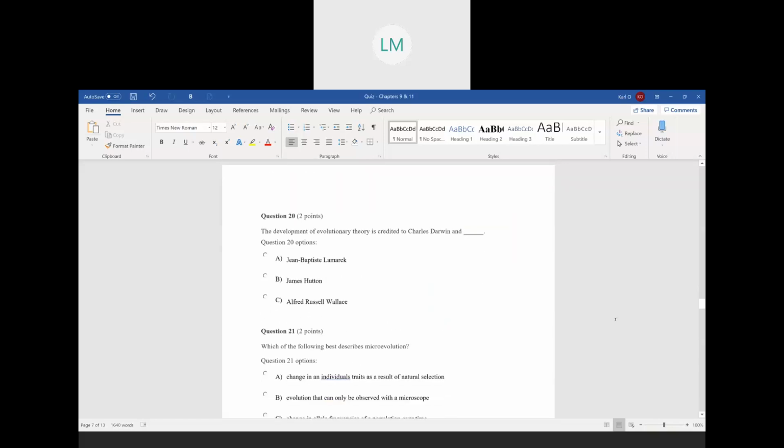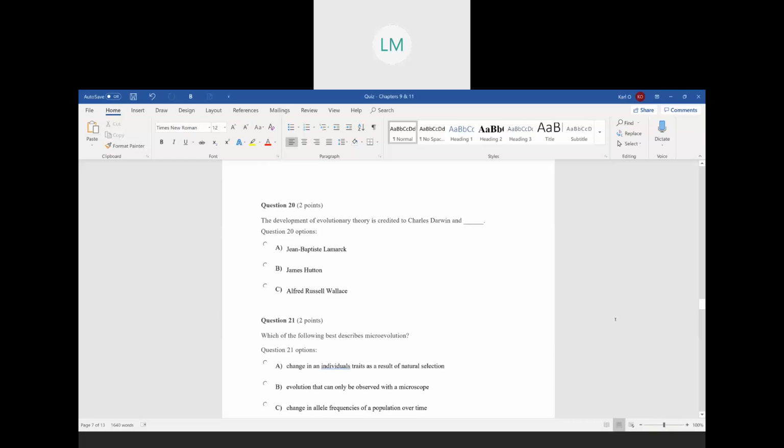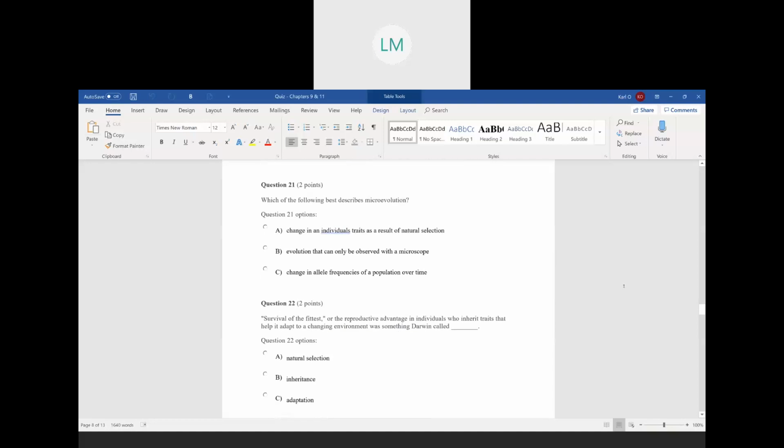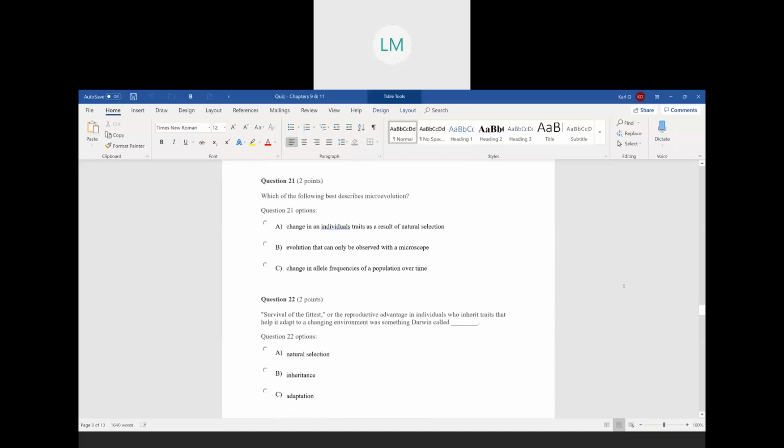Question 20, the development of evolutionary theory is credited to Charles Darwin and Alfred Russel Wallace. Those are the two people that are credited with that theory. Which of the following best describes microevolution? So microevolution is a change in allele frequencies of a population over time. That is the definition of microevolution.